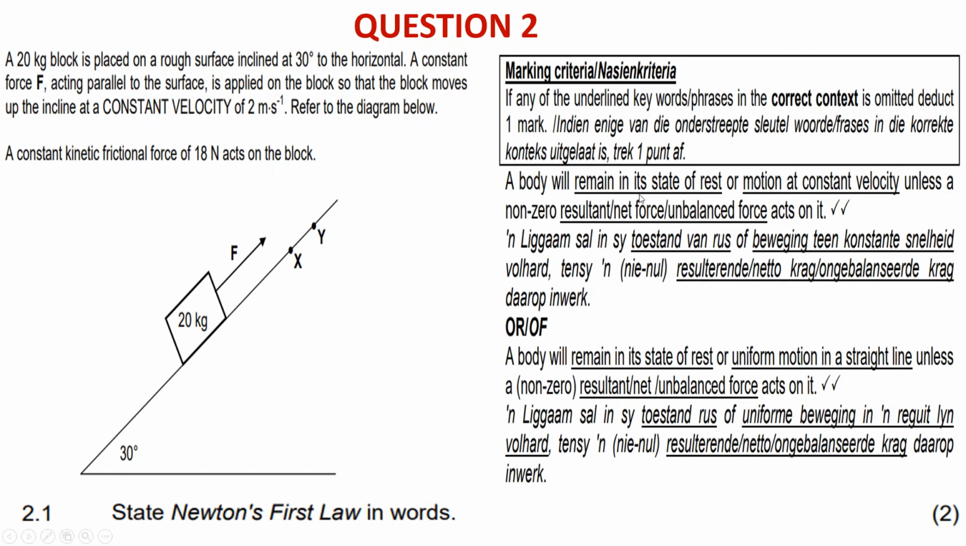A body will remain in its state of rest or motion at constant velocity unless a non-zero resultant or net force or unbalanced force acts on it. Or you can use another one. Please try to memorize all definitions. All right, let's continue. It is your job. Please just write it down or read again. Just try to keep in your mind all definitions.